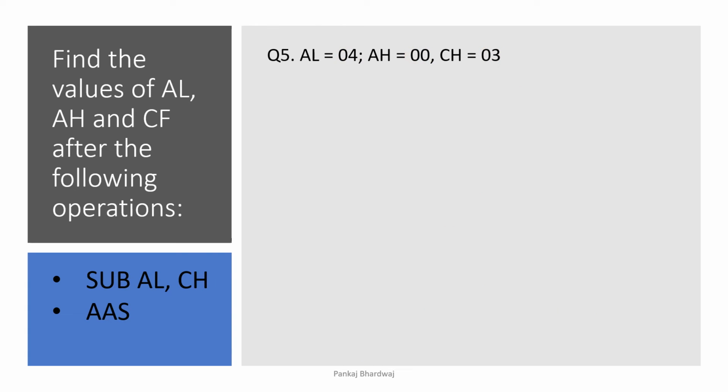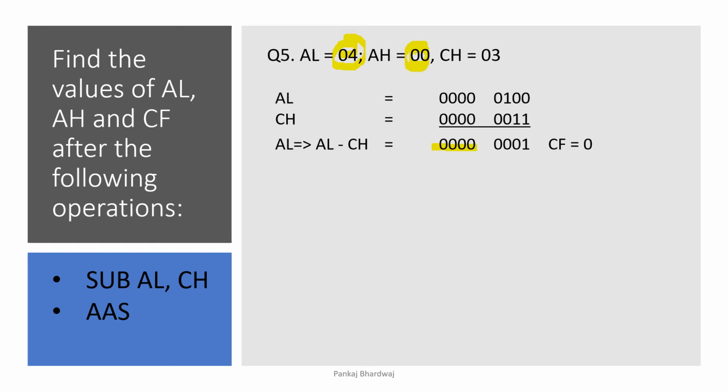Clear? Next question is, subtract AL comma CH and use ASCII adjust after subtraction. So the data is AH equals 00, AL equals 04, and CH equals 03. So when we subtract 03 from 04, what we'll get is 00000001 along with no carry, no borrow, and this is basically 01 with no carry.